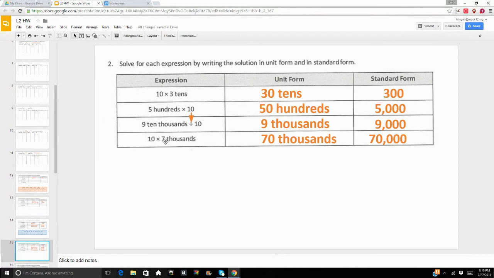So that's actually easier to think about. And then 10 times 7 thousands, 10 times 7 is 70. So 70,000s. So since that's a 10, we have to move to the next place. And after the thousands is the 10,000s. So that would be 70,000s.